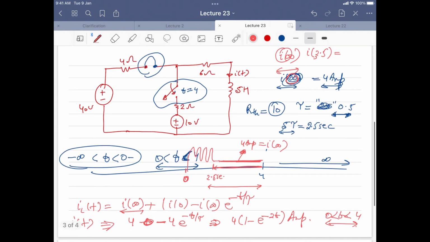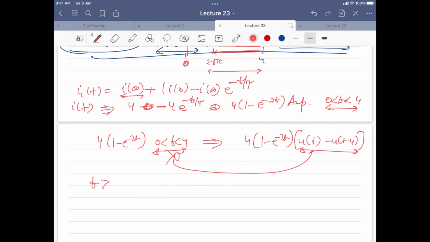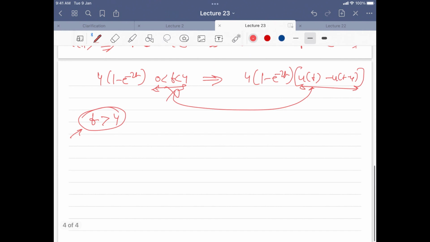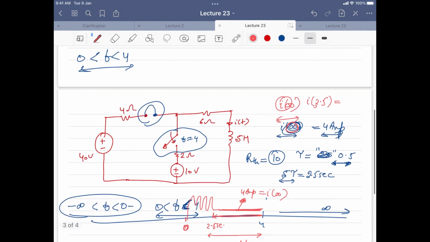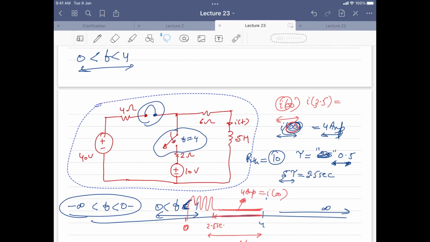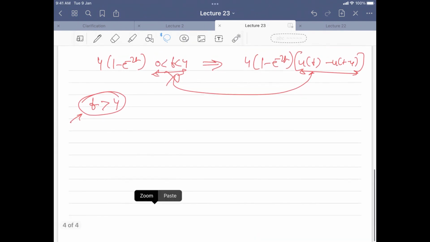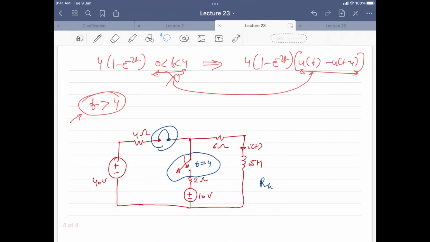Now we are heading towards the t greater than 4 situation. In t greater than 4, what will happen? Both switches will be closed. Both switches will close, right? So at t greater than 4, both switches will close.